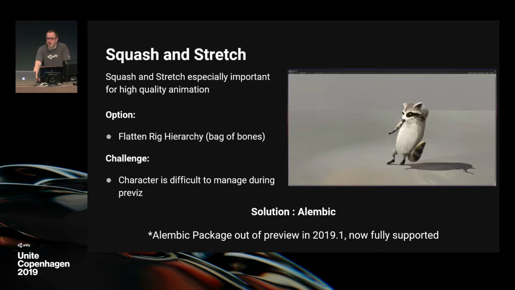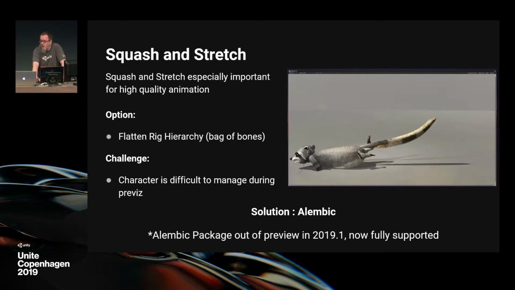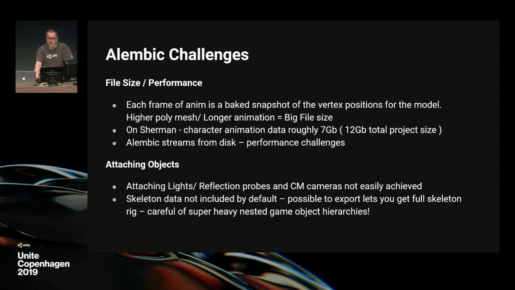The nice thing is Alembic is an option now. It's a fully supported feature as of 2019.1, and it's nice because it's a what-you-see-is-what-you-get format. So Alembic is not perfect. It's a pretty big, heavy file format. It's literally doing a snapshot of all the vertices for every frame, so your file sizes end up being large.